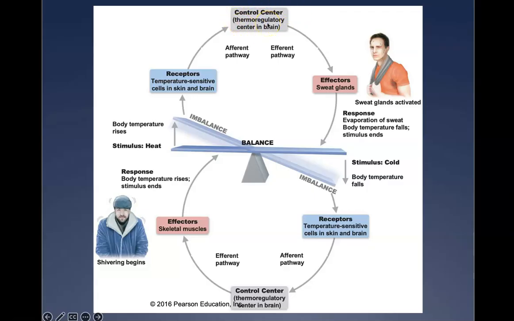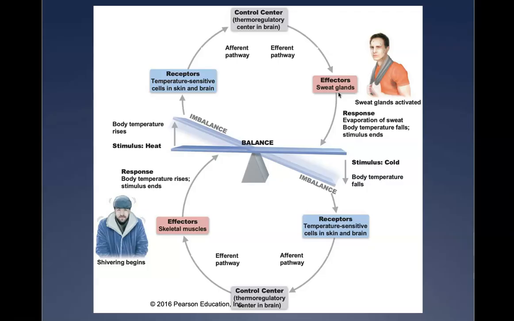And then you don't need to know that now. We're just going through receptors, control center. Then the control center, brain, is going to decide what response is going to occur. So in this case, if it's a negative feedback mechanism, we're going to bring that seesaw back to balance. We want to bring that body temperature back down. And so it's going to do that by the nervous system going out and sending that information to the effectors, the sweat glands, to produce sweat to do evaporative cooling.